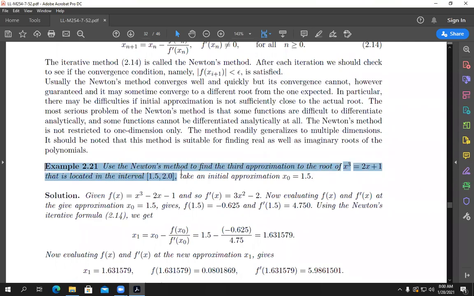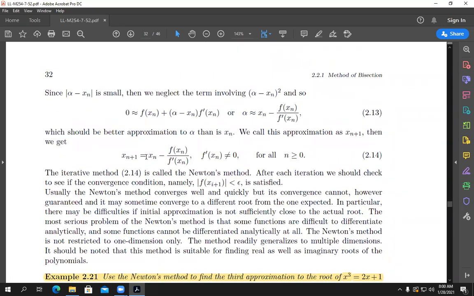This is the same example we solved with the help of the bisection method and the fixed point method. Both methods took about 6 iterations for the accuracy 10 minus 2. But when we solve this problem, if you can see, this is the formula I gave you last time.